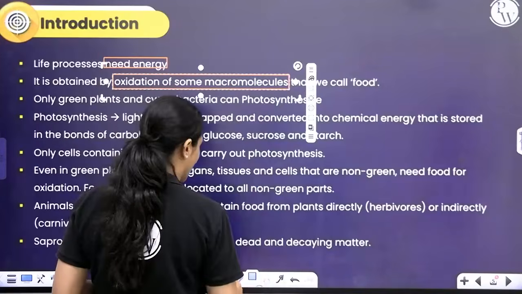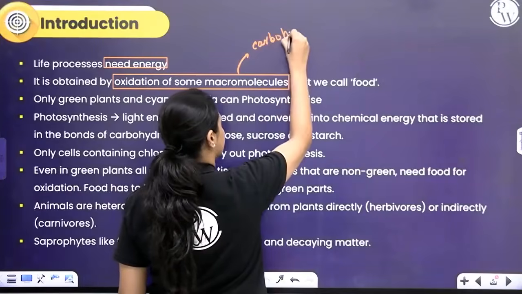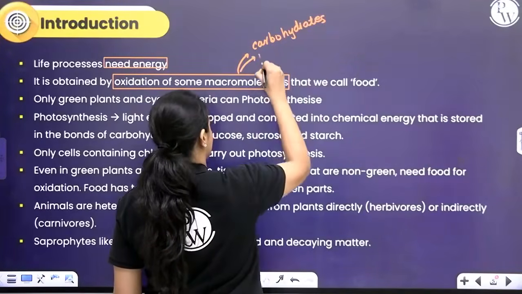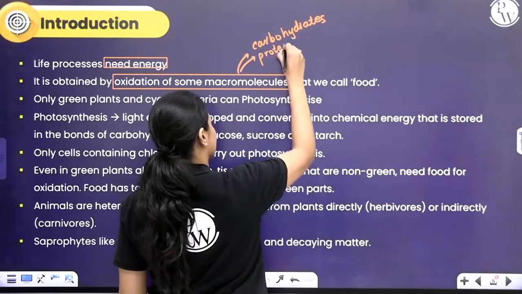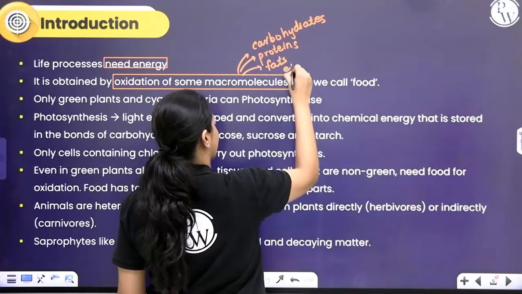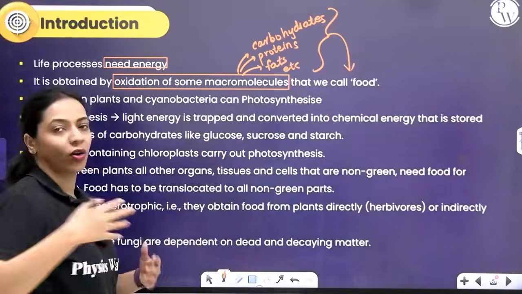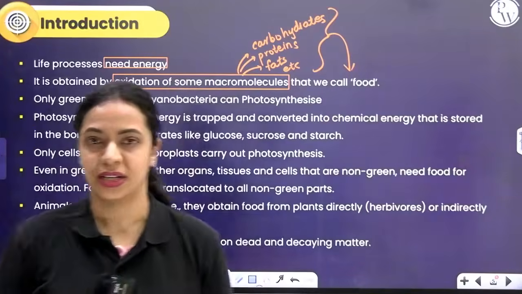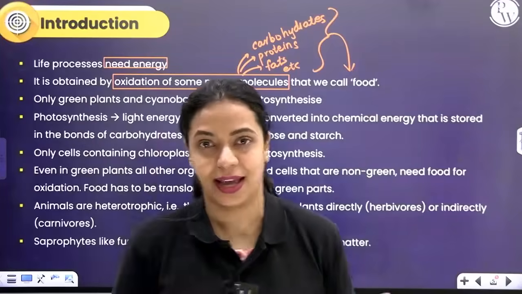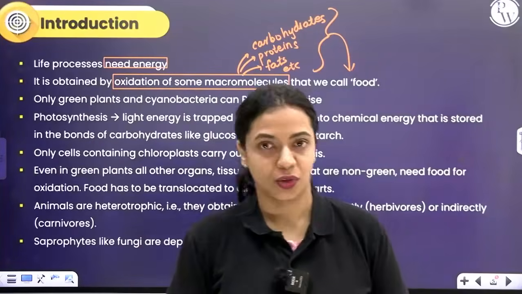What are these macromolecules? These are our carbohydrates, proteins, fats, etc. that are present in our food. So when those get oxidized, energy will be released. Now, if you think about how different living organisms obtain energy, we'll talk about plants or autotrophs first.